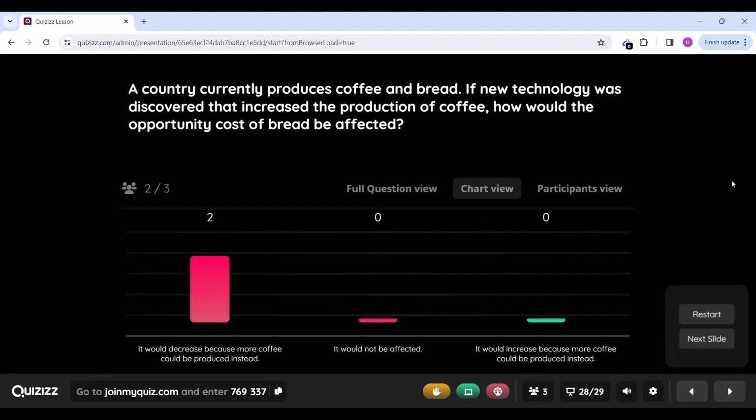So instead of making bread, you could produce 2 pounds of coffee, and that would be the coffee loss to produce bread. So you would give up more production of coffee to produce bread. So it would increase because more coffee could be produced instead.